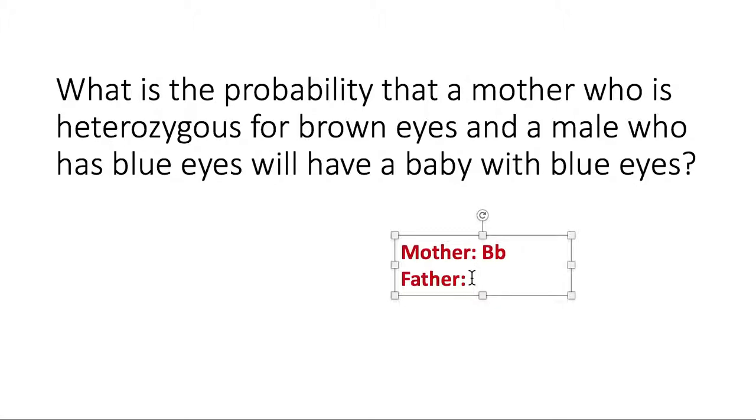And the only way to get an individual with blue eyes, because blue eyes are recessive, is to have two recessive alleles. So the father's genotype is going to be little b little b, because if I had a big B in there, then the father would have brown eyes. And since he doesn't, we know that his genotype is little b little b. Now we can draw our Punnett square.